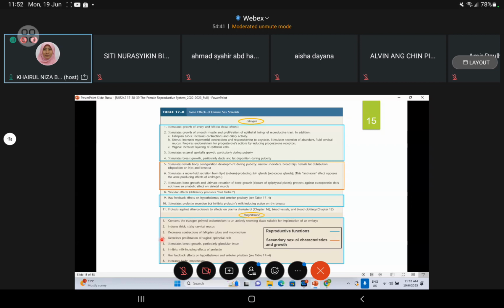So progesterone also decreases proliferation of vaginal epithelial cells, stimulates breast growth, and this is particularly the glandular tissue, also inhibits milk-inducing effects of prolactin, and it has feedback effects on the hypothalamus as well as the anterior pituitary. And progesterone also has some effect on increasing body temperature.